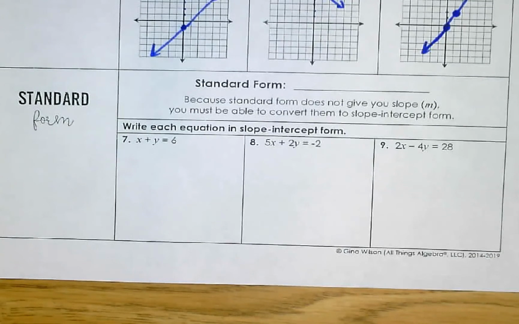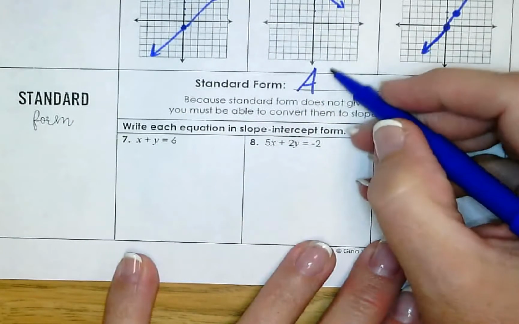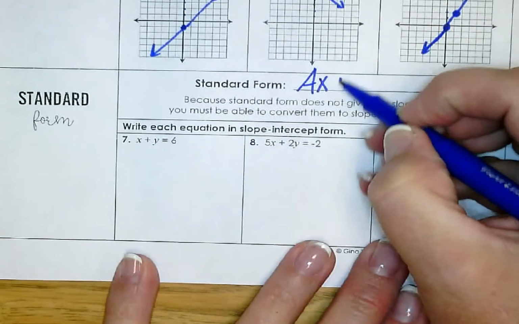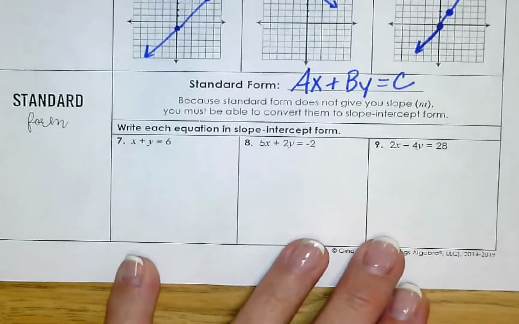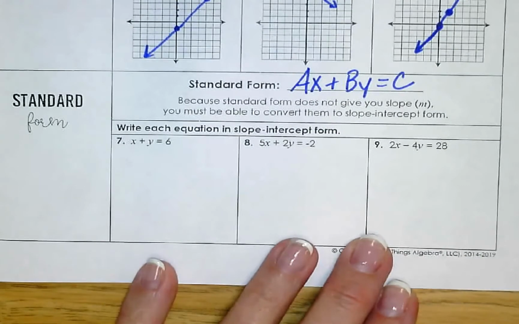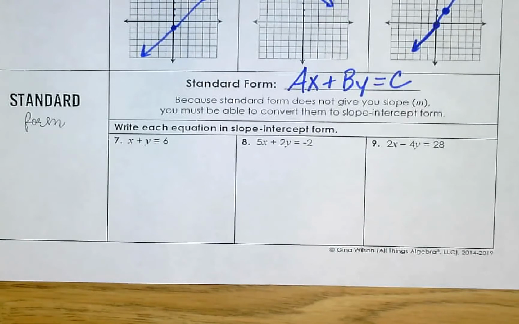Part 2 out of these notes is going to be over standard form. Standard form is just another way to write a linear equation. It's represented by ax plus by equals c. A, b, and c are numbers or integers. The x and the y are points on the line.